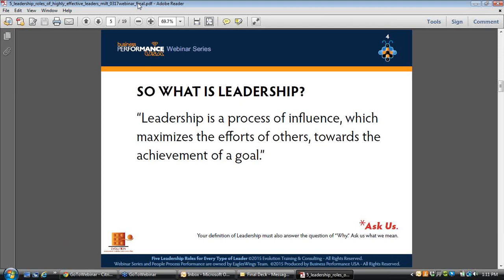Oh, absolutely. So here's my definition, or a working definition of really what leadership is about, right? And you'll see here, leadership is a process of influence which maximizes the efforts of others towards the achievement of a goal. So I'd like to take a few moments, if you would, and bear with me, and break that down into segments and take a little bit of a deep dive so that we all are understanding exactly what we're talking about here.